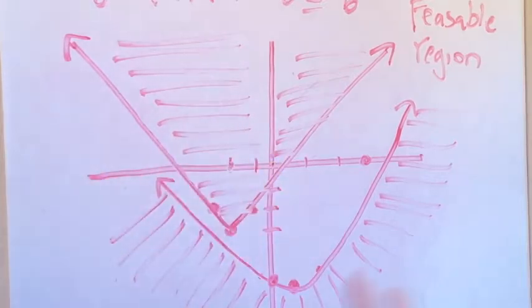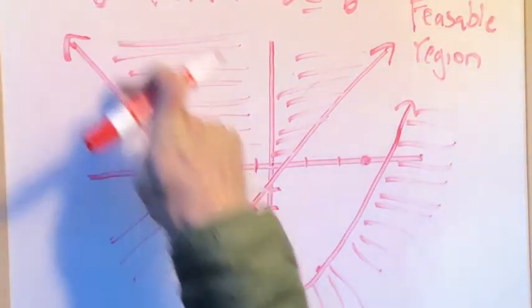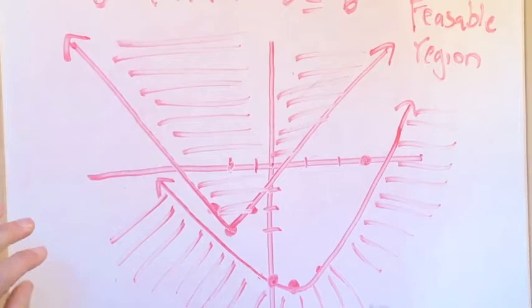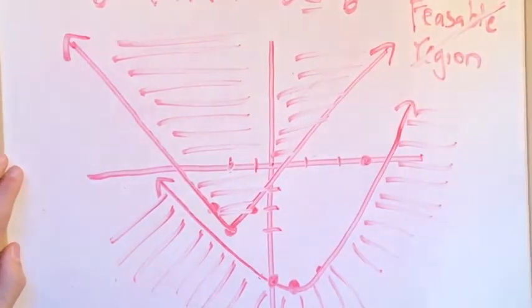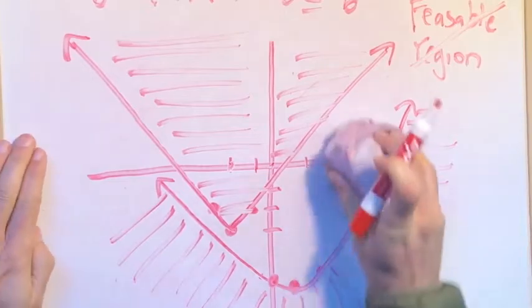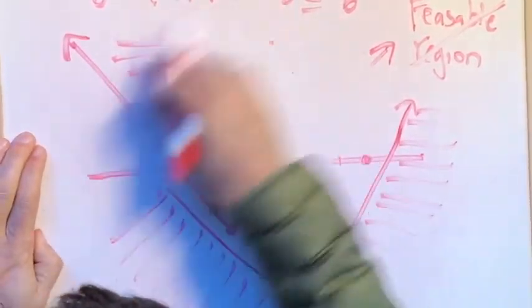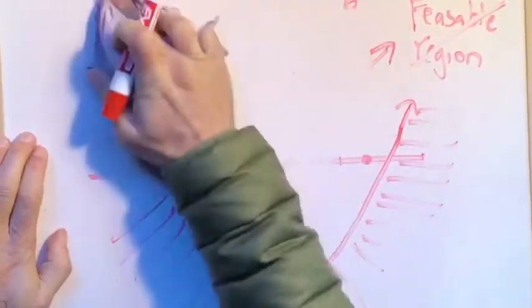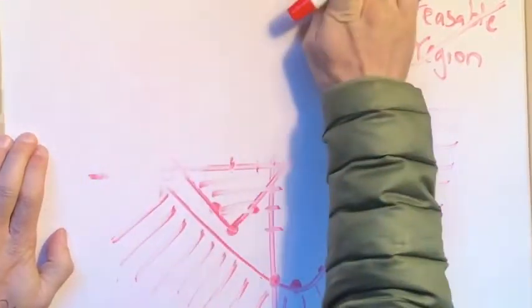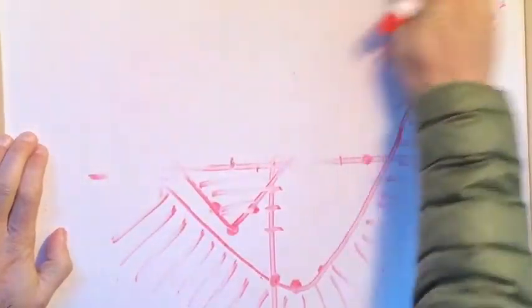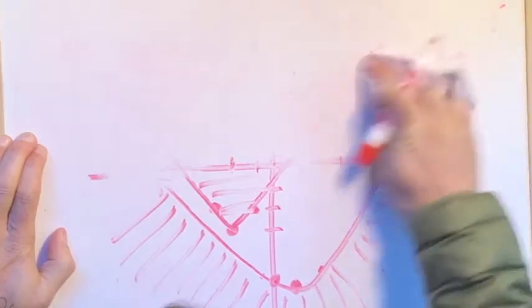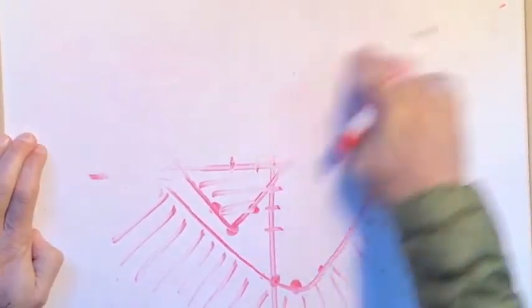There's no overlapping between this quadratic and this absolute value. So there is no feasible region. That means there is no solution. So the very first example, the answer is no solution. Why? Because there's no overlapping in the graphs. All right, let's do the blue in the notes.